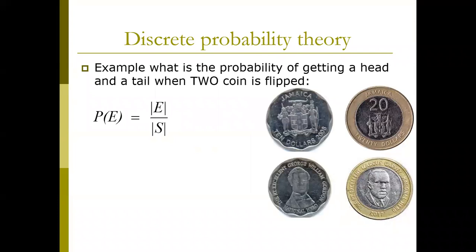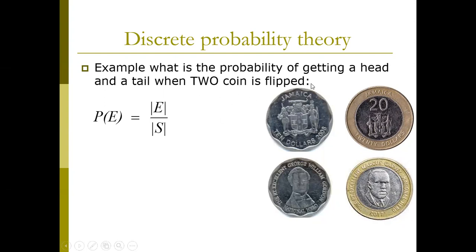Now let's look at another example. What is the probability of getting a head and a tail when two coins are flipped? Now, if you notice, looking at the right of your screen, you notice we have two coins over there. And with these two coins, we have two heads and we also have two tails. All right. So since we have two heads and we have two tails, it therefore means that we have a total of 4. So we have a total of 4 possibilities for this sample space.